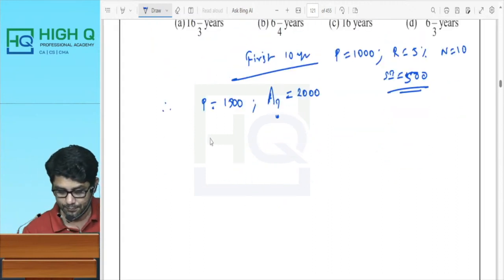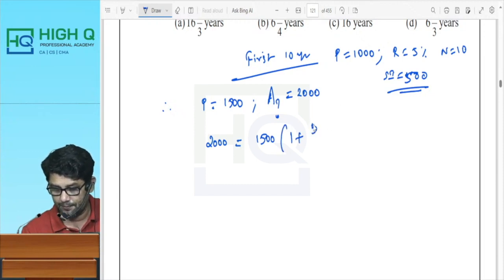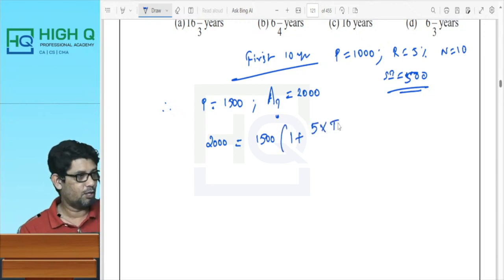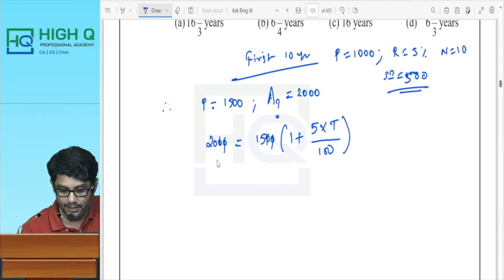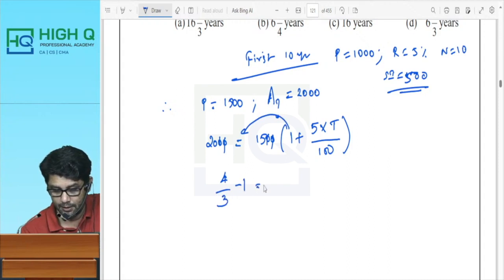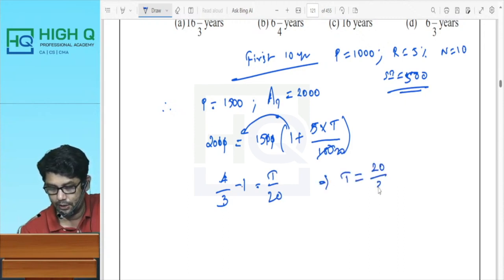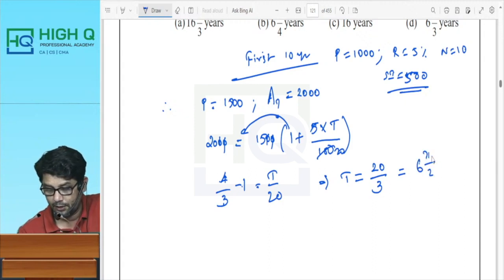Now look at this. Amount 2000 is equal to P into 1 plus RT by 100. 5 into time, that is what I have to find out, divided by 100. Can you please simplify this? Cut. So 20 by 15, 4 by 3. This minus 1 will come here. T by 20. So what is it? 1 by 3. So T is equal to 20 by 3, my dear. This 20 by 3 is nothing but 6 2 by 3.